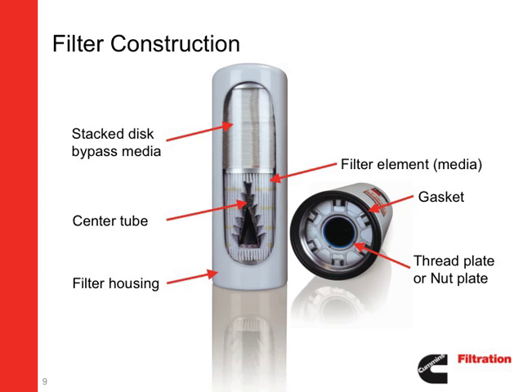Inside the filter housing is a center tube surrounded by the filter element or media on the bottom and the stacked disc bypass media on top. The filter connects to the housing by means of a thread plate or nut plate, which provides the connection point between the mounting base and the filter. The gasket keeps any fluids from leaking out. Now, let's discuss some of these parts in more detail.